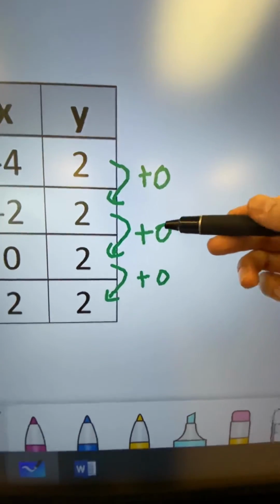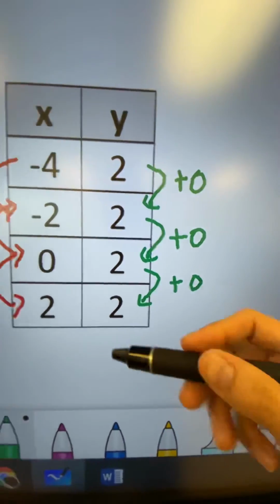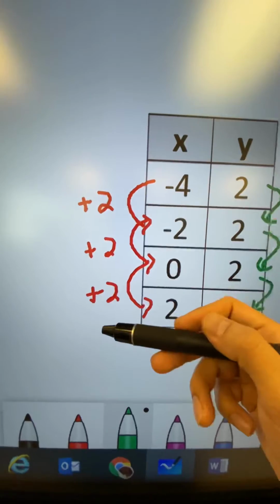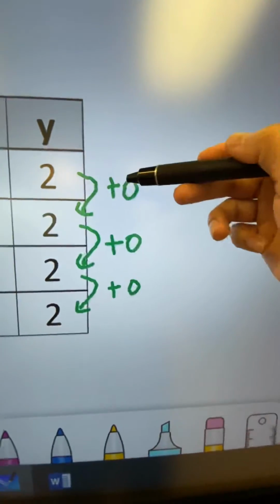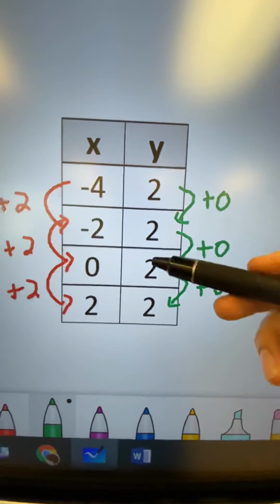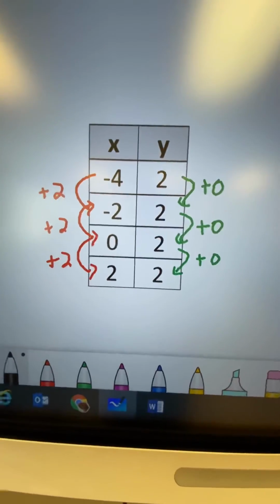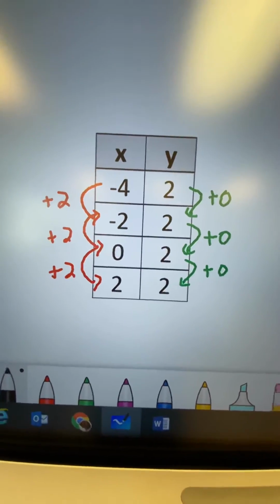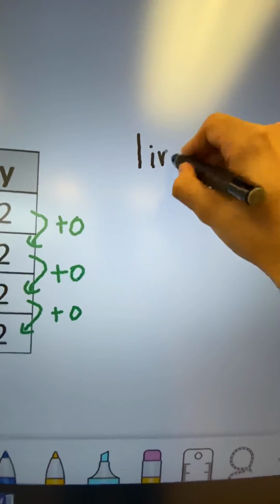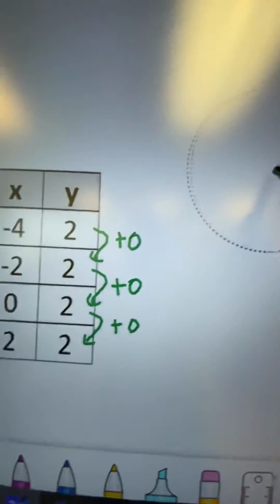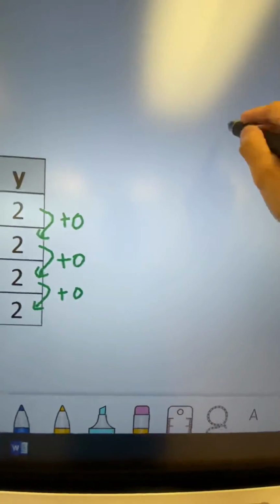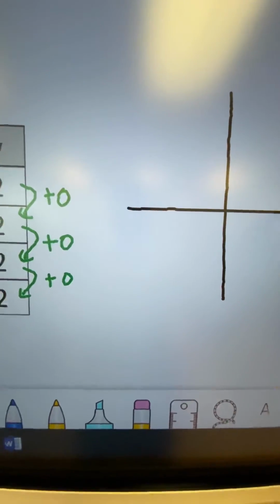So since we have a constant rate of change for the y values and a constant rate of change for the x values, meaning it increased by 2 every time, and here it increased by 0 every time, then I know for a fact this is a linear function. And I'm going to show you what they mean by linear function. If you look at the word linear, you'll see the word line in there. So what this is saying is that if you were to plot these points, the relationship is a line. So the relation will be a line.